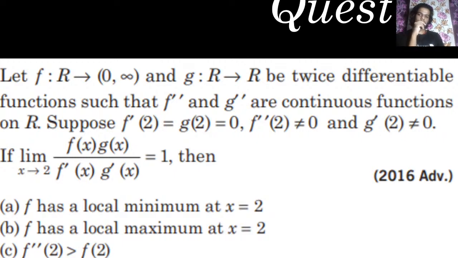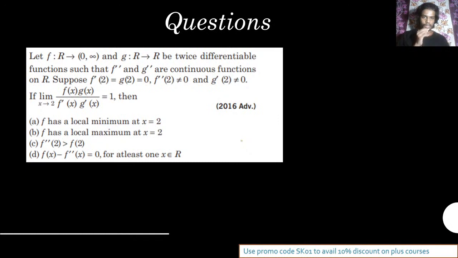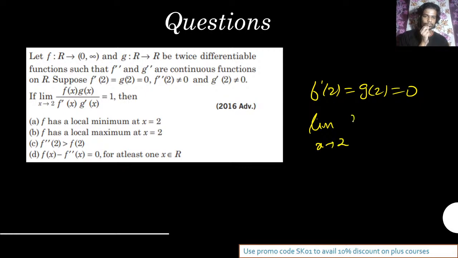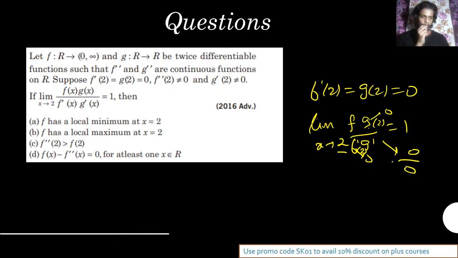Then we have to calculate the limit of f x g x upon f dash x g dash x. If this limit is 1, then we have to make some conclusions. It is evident that we can make the conclusion only from the given statement, and the given statement includes f dash 2 equals g 2 equals 0. Now understand that if I put 2 directly here, you will get g 2, which would go to 0, and f dash 2, which should go to 0. So this will be 0 by 0 form, which means we can apply L'Hopital rule here.